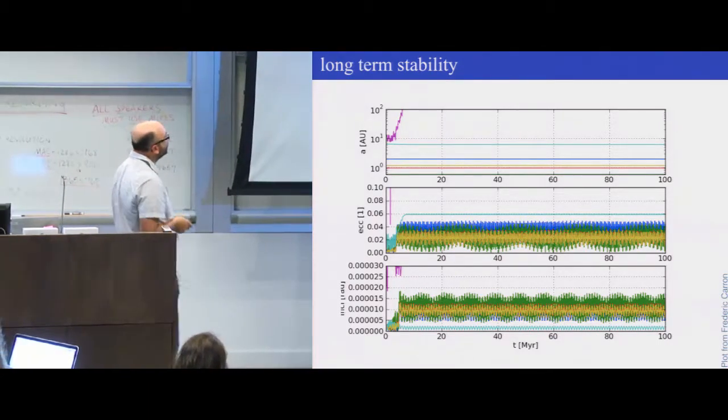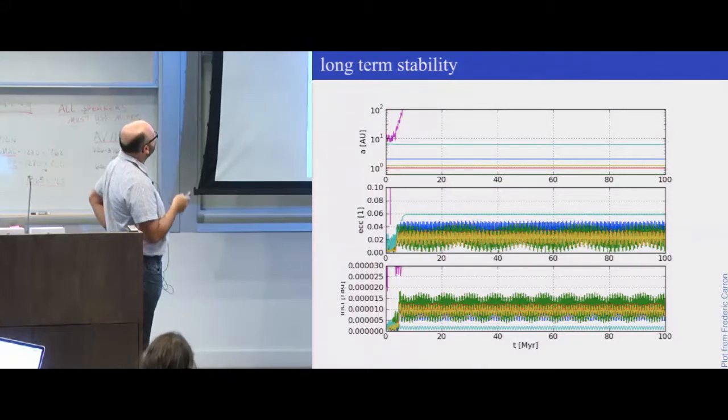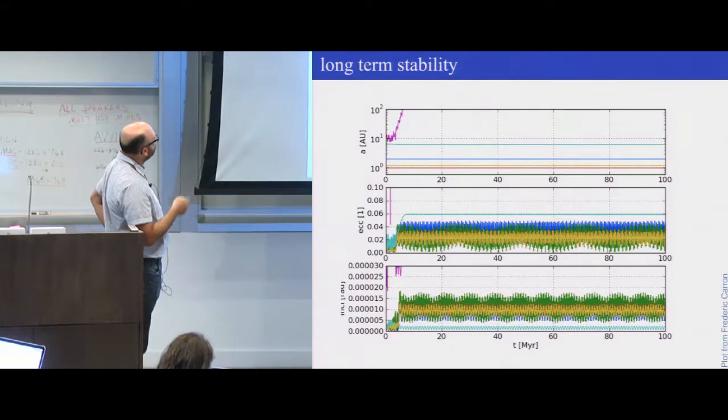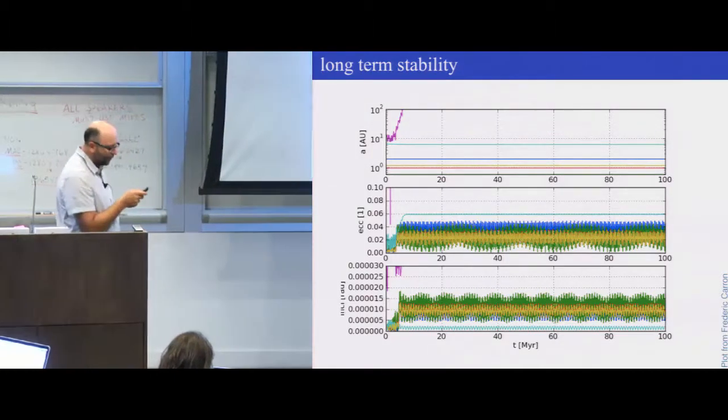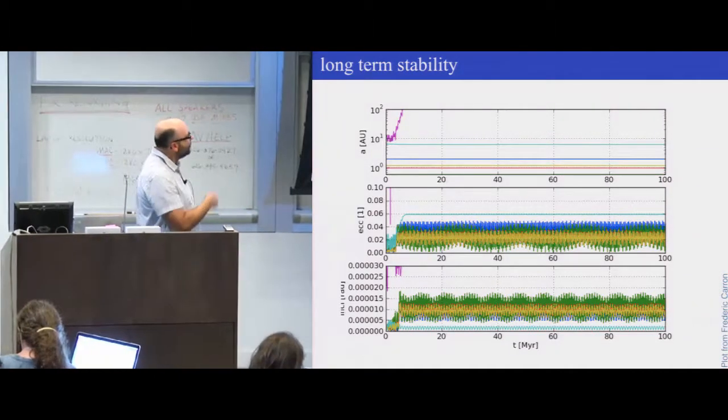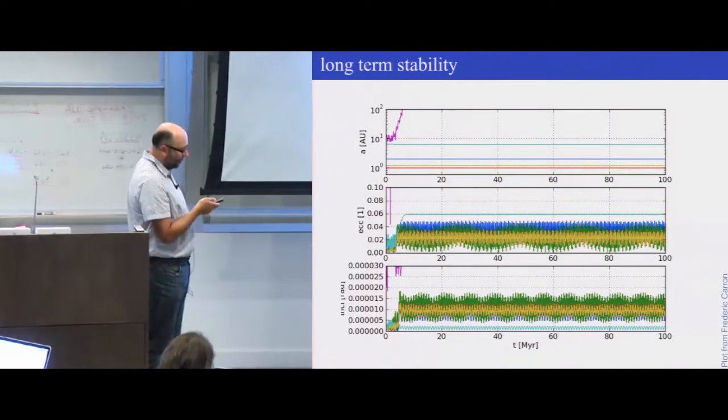So this is the evolution of the system. You have the semi-major axis, eccentricity and inclination of the planets as a function of time. You have one planet that is ejected, the outer one, but the 2 planets that are around 1 AU, the 2 Earths, are stable, at least during 100 million years. So you can see you can play here with a model.